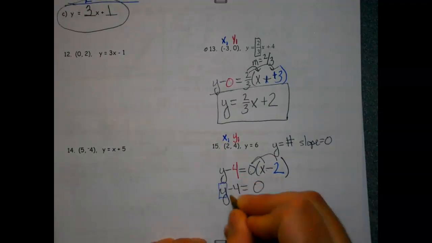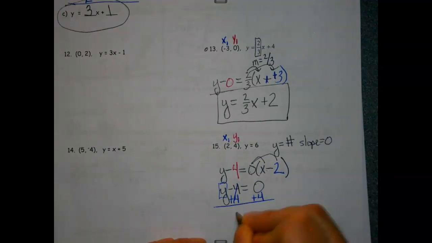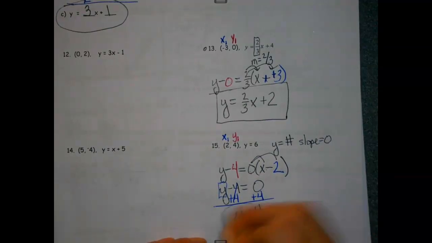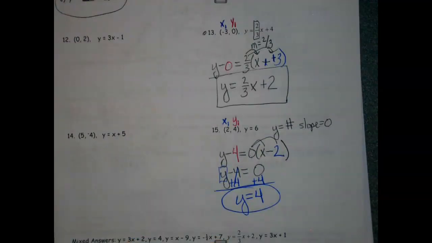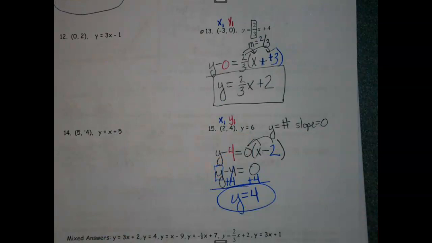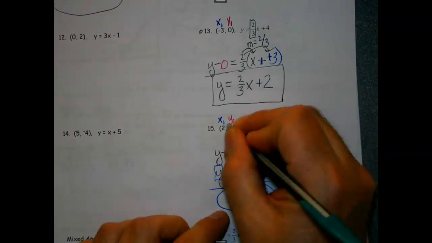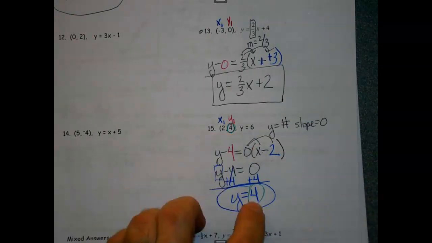What's my last step to get y alone? I'm going to add 4, but here's the thing. I didn't have to put myself through all of that. We actually talked about this yesterday because if that's just y equals, go over to your coordinate point and put y equals. You're done.